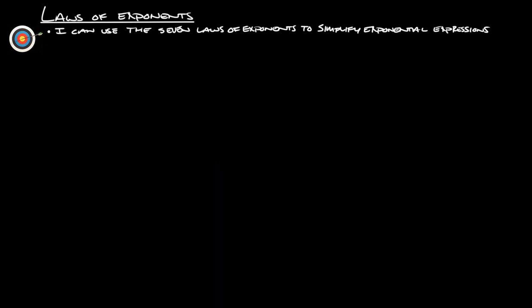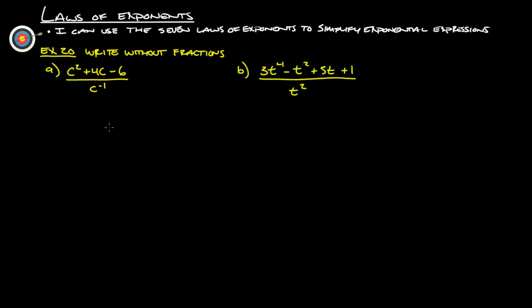All right, last two examples here. Write without fractions. So we have 1, 2, 3 terms up here and 1 on the bottom. So what we're going to do is split these up into 3 pieces. So it's c squared over c to the negative first, 4c over c to the negative first, and negative 6 over c to the negative first. And then simplify it that way.